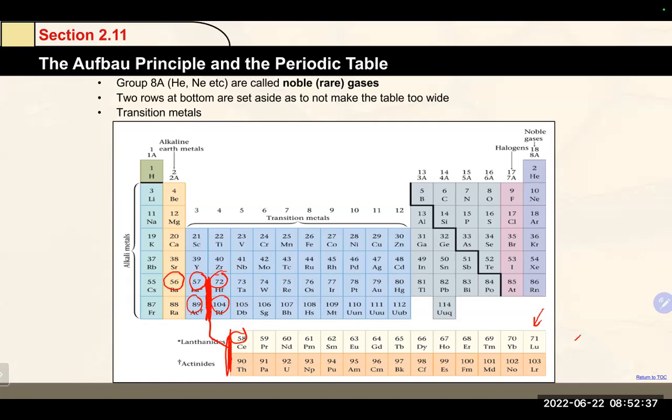A lot of our radioactive elements are there on the very bottom. A lot of the man-made elements like einsteinium, californium, all those things, which are really radioactive elements, are found there on the bottom of the periodic table.